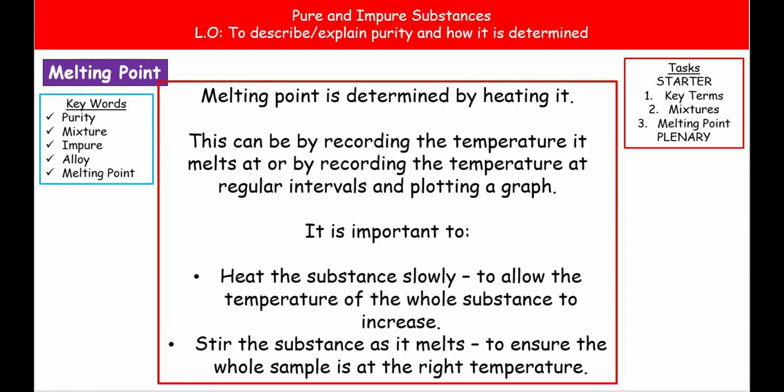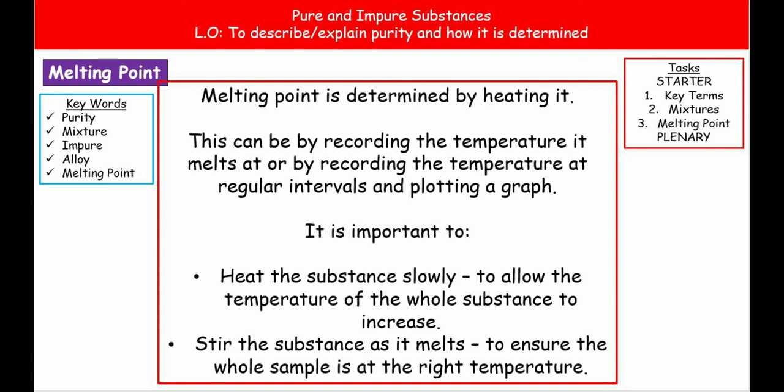So the most basic of answers, first of all, we determine the melting point by heating it. If we want to change something from a solid to a liquid, we heat it up. So that's our first thing, is we determine the melting point by heating it. Now, in order to actually work out the temperature at which something melts, we're going to need to use a thermometer here. So what we're going to do is record the temperature that it melts at, or we can record the temperature at regular intervals and then we can plot a graph and read it from the graph later.